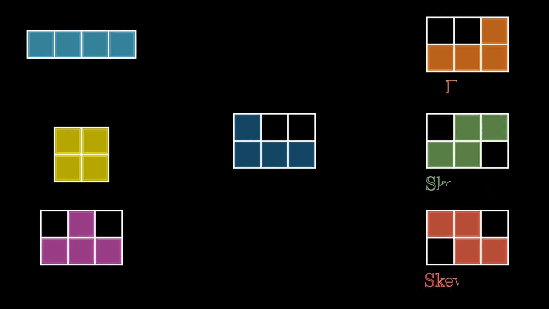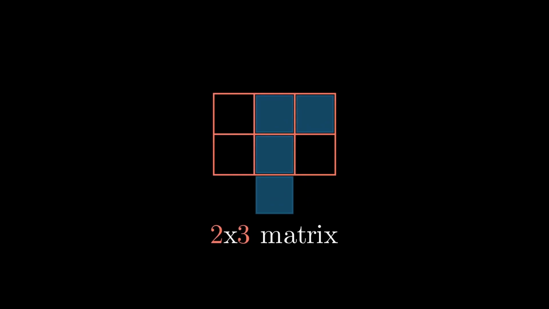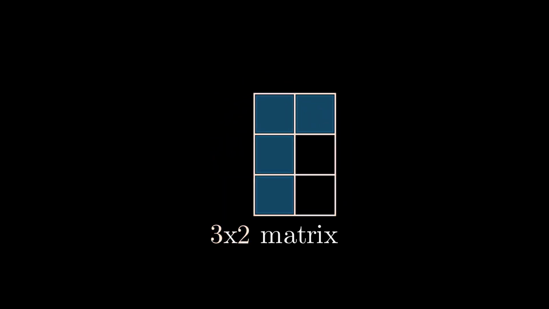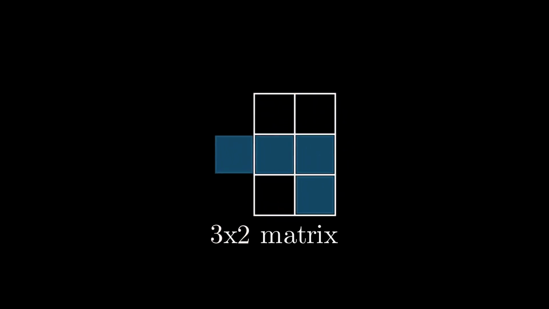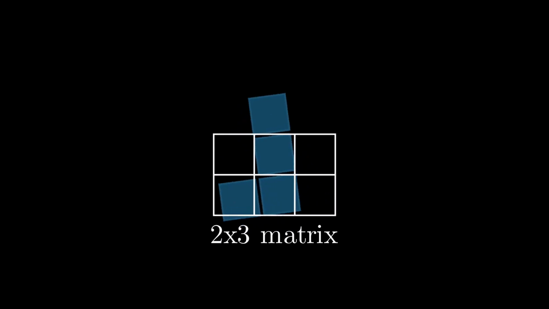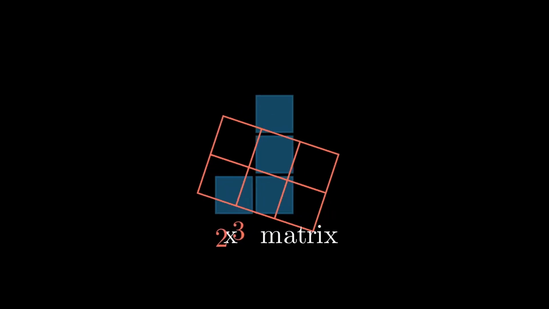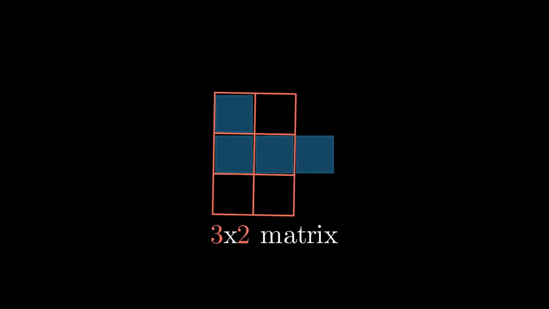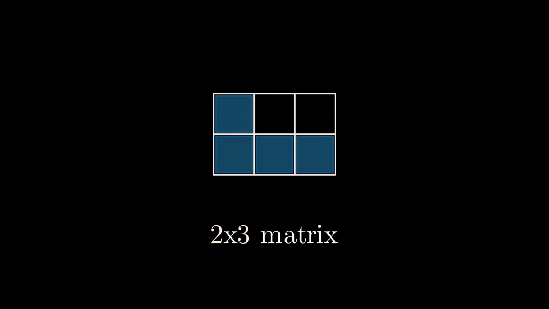Let's take the J shape as an example. It requires a 2x3 matrix. If I rotate it, it doesn't fit anymore. Suddenly, we need a 3x2 matrix to store the shape. If I rotate again, we go back to needing a 2x3 matrix. And so on. So as you can see, having to change the size of the matrix every time we rotate is quite inconvenient. We need another solution.